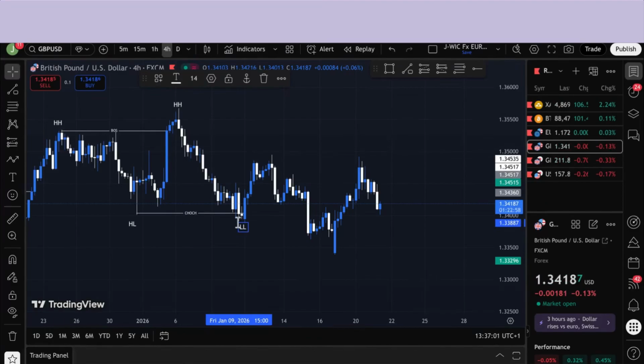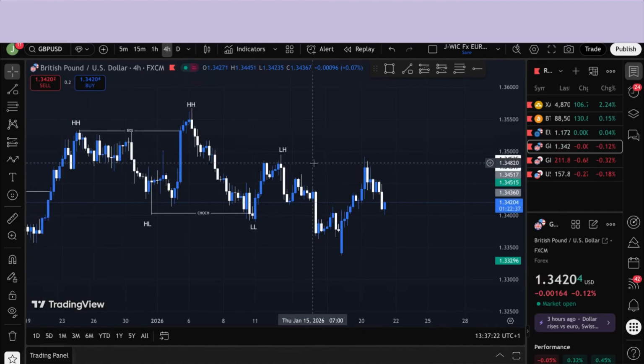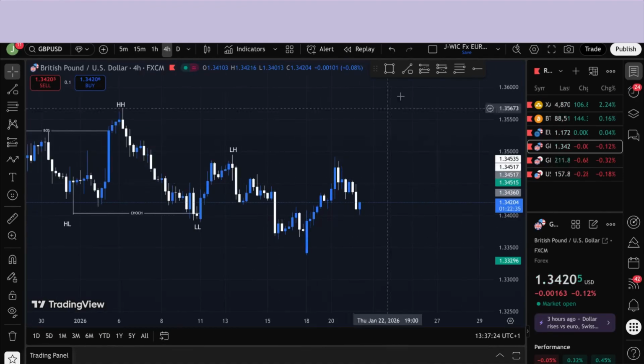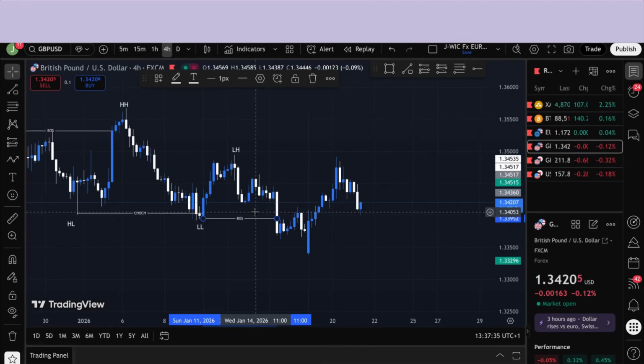All right, you have your pullback, which is a lower high. Okay, after that, what next? The market did what? Broke structure. Right now your mind should be rest assured that GU is having a bearish structure movement.